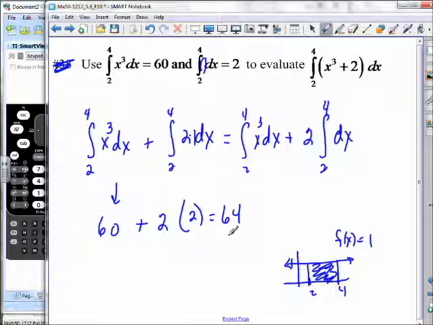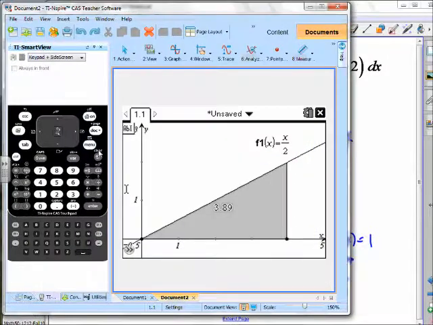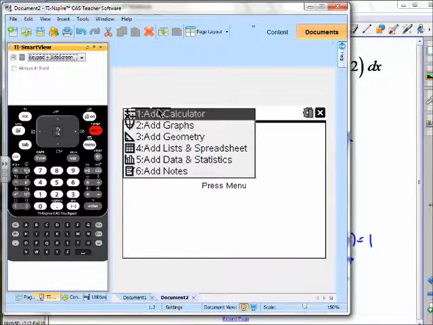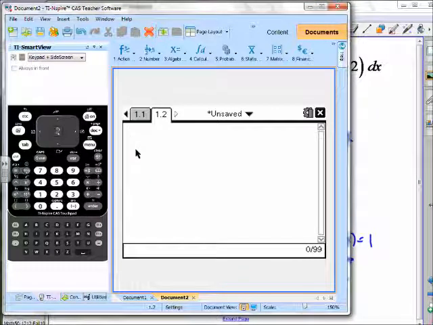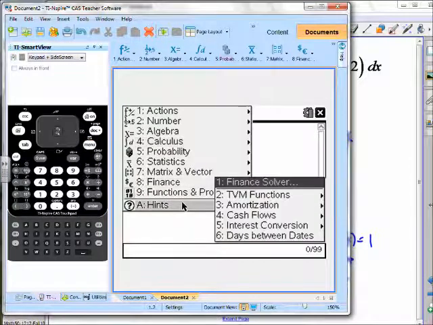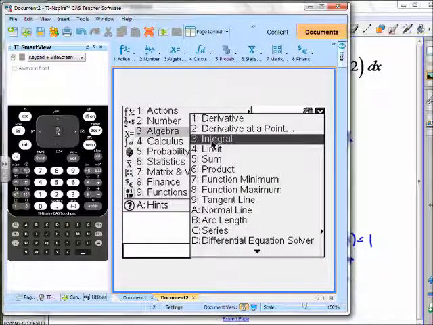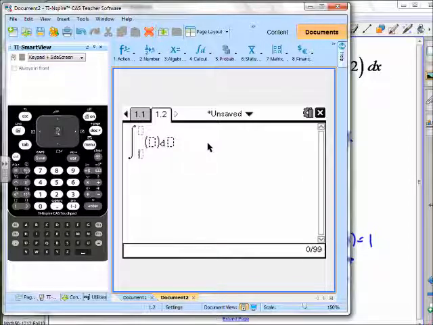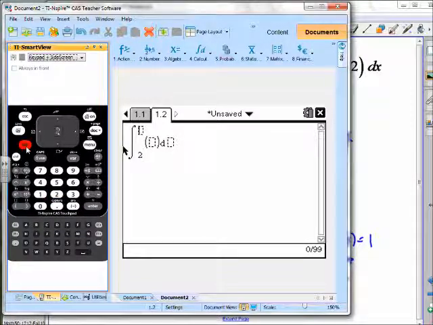So let me show you another way to use your Inspires to check your answers. You need a calculator page for this one. So let's put a calculator page up. Go to Menu. Go to Calculus, and the third one down is an integral. Now, on the indefinites, I said we're going to ignore the upper and lower bounds. We're not going to ignore them now. What's the lower bound? What's the upper bound? 4. Okay. What's the function?